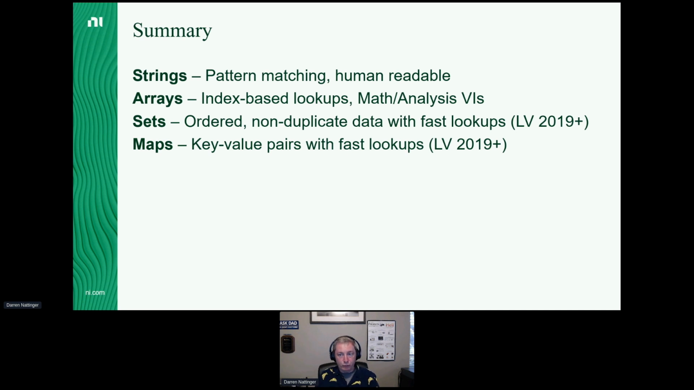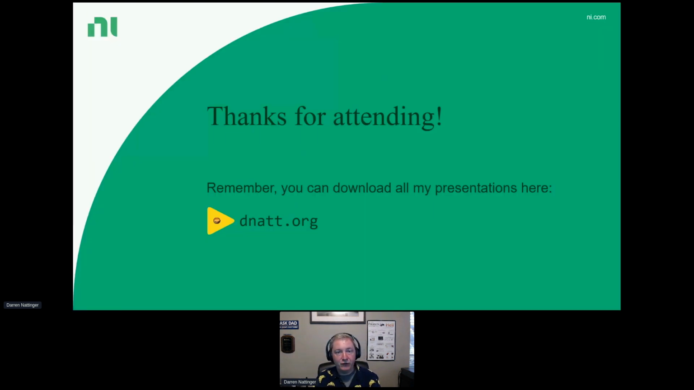Sets are a new type in 2019 and later. They are ordered, they prevent duplicates, and they have very fast lookups. So if you're finding cases where those are the requirements, then a set is the way to go, not an array. Similarly, if you need key value pair lookups, we now have maps in LabVIEW 2019 and later. We can do key value pair lookups, fast lookups, no data conversion required like with older APIs like variant attribute tables.